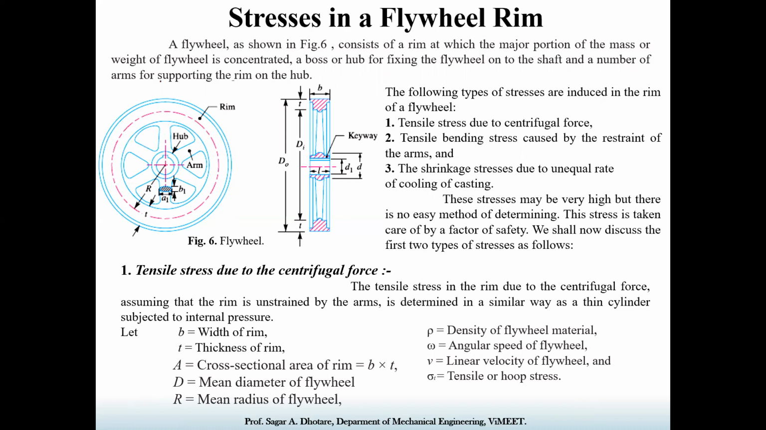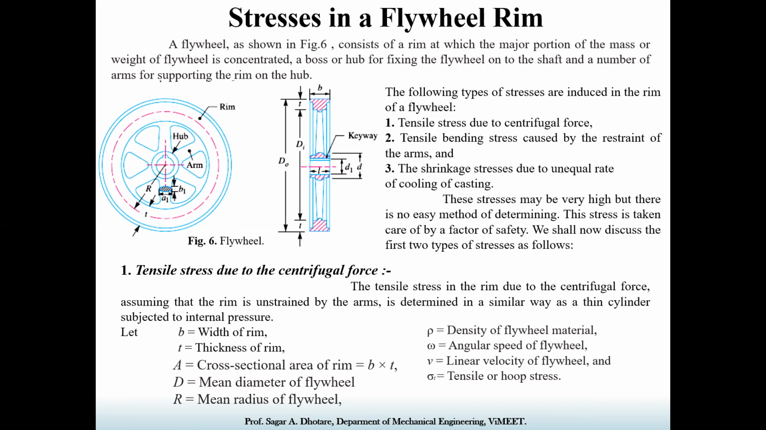The major portion of the mass weight of the flywheel is concentrated on the boss or hub for fixing the flywheel on the shaft, and the number of arms to support the rim to the hub. Okay, so generally three types of stresses occur, which are noted as follows.